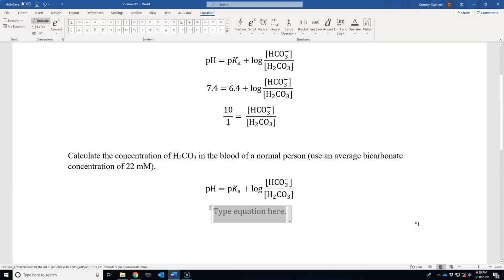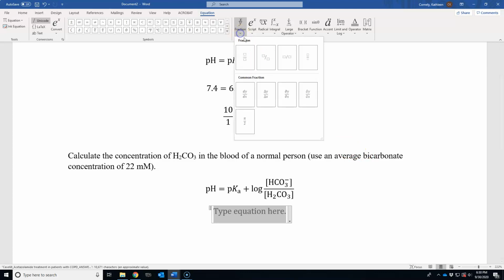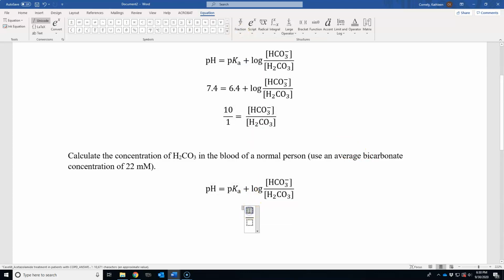Okay, so that is my 10-to-1 ratio that I solved before. So let me do fraction, and then do 10, and then right arrow 1, and then right arrow again, and that equals. Okay, I want to substitute in and I need another fraction. My concentration of bicarbonate is 22 millimolar, but the brackets mean molarity, so I'm going to have to convert that to molarity. So that will be 22 times.